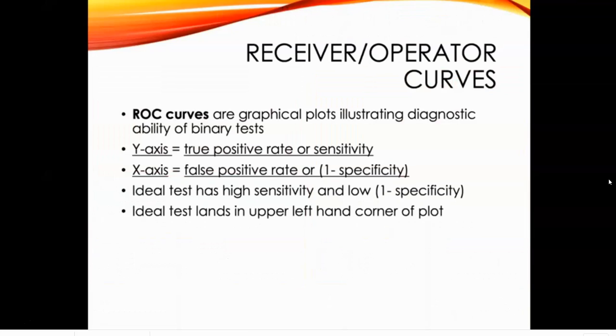I'm going to take a second to talk about receiver-operator curves. ROC curves are graphical plots that illustrate diagnostic ability of binary tests, and you make these by plotting on the x-axis the false positive rate or 1 minus specificity, and on the y-axis the true positive rate or sensitivity. The most ideal test has a super high sensitivity and a low false positive rate, and it's going to end up in the upper left-hand corner of the plot. Let's give a little example.